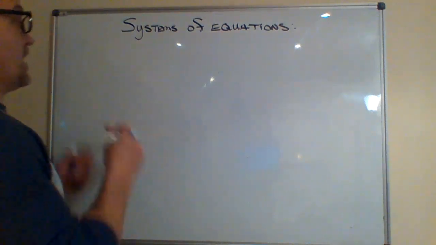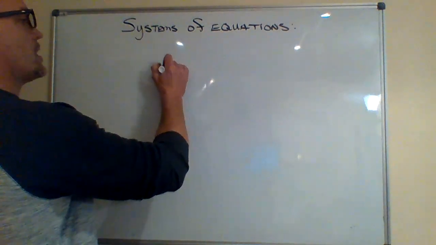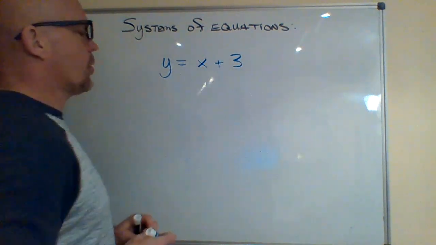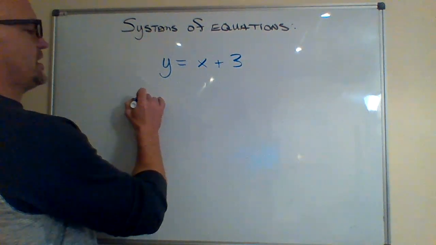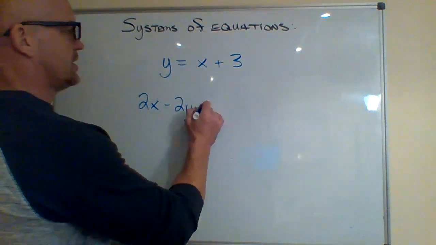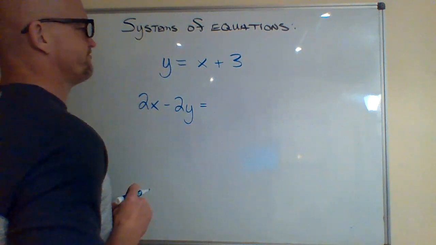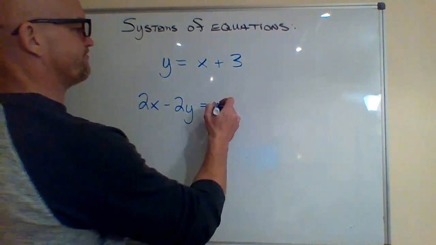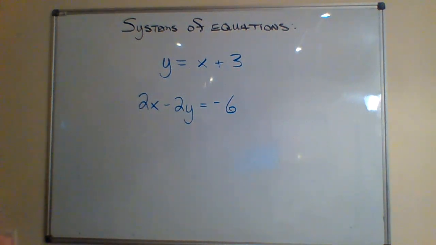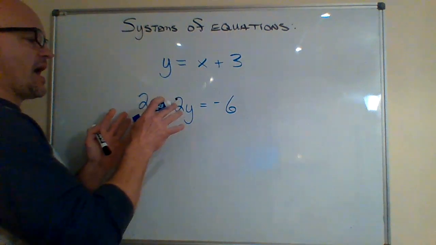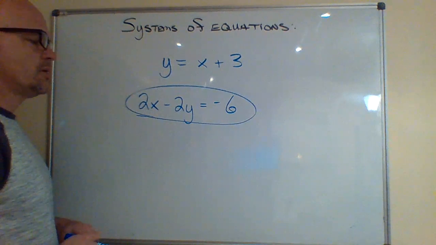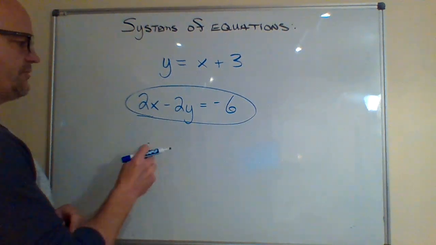So if I have something like y equals x plus 3, or I have something like 2x minus 2y equals -6. In this case, when I look at something like this, I have those two systems. This guy's not in slope-intercept form. So I will solve him for slope-intercept form.